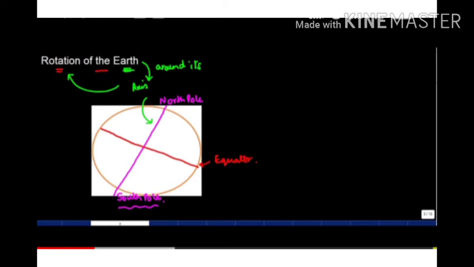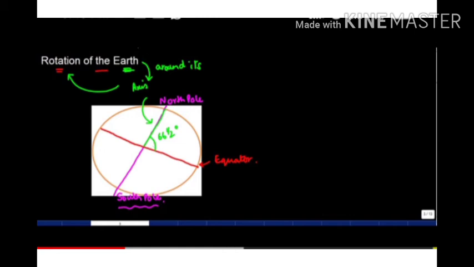So this axis that we see is going to make an angle of 66.5 degree with the orbital plane, right? And what is the orbital plane? It's the plane formed by the orbit. So this axis makes an angle of 66.5 degree with the orbital plane, right?